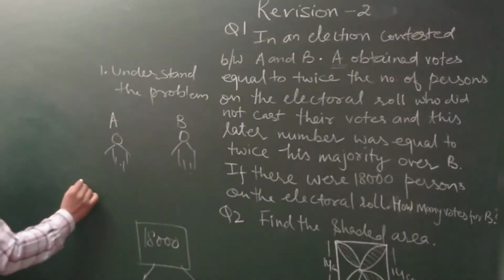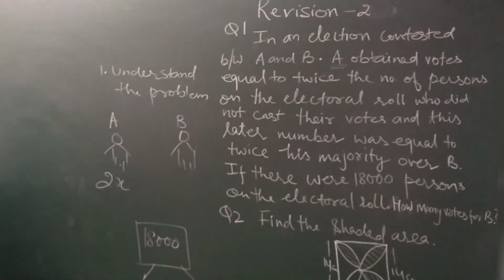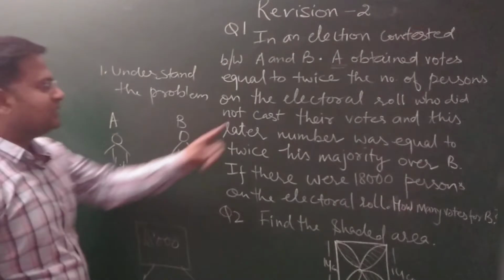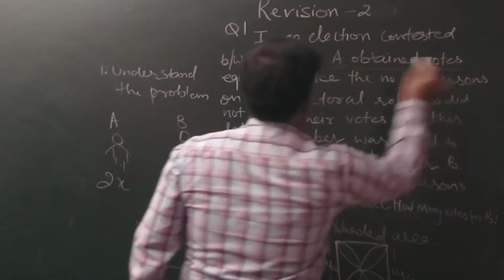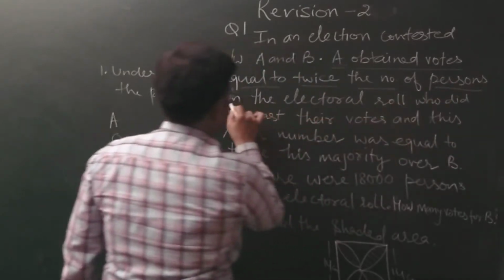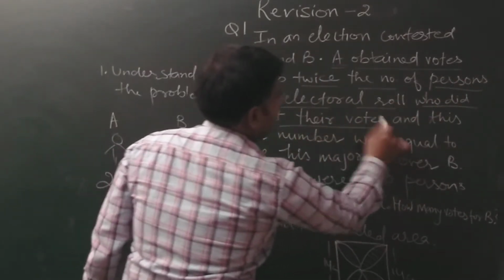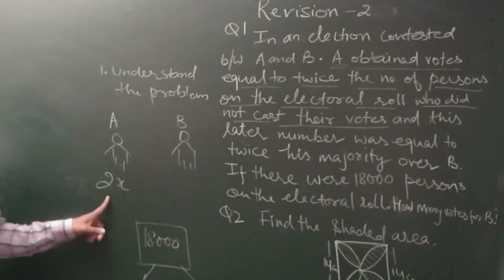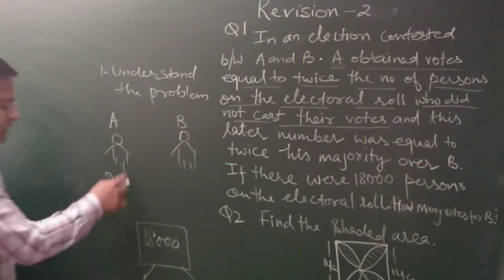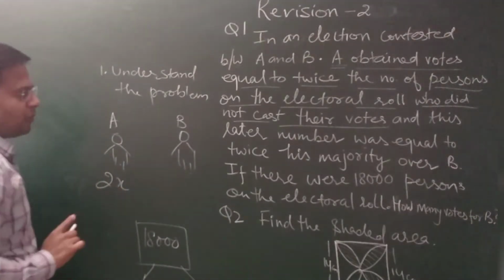It means, in short, that A has received 2x number of votes, because this line says A obtained votes equal to twice the number of persons on the electoral roll who did not cast their votes. So this 2x is the number of votes that A received. This is very important to understand.